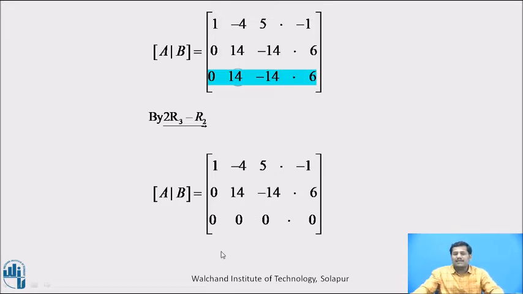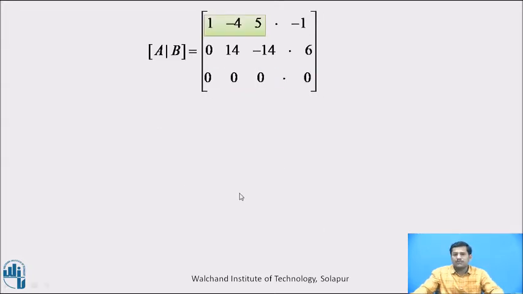Now once I get the echelon form, to test the consistency, we have to find out the rank of the augmented matrix and the rank of the coefficient matrix. First of all, we are calculating the rank of coefficient matrix A. This is the coefficient matrix with 3 rows, but out of those 3, only 2 are non-zero rows. So we can say that the rank of matrix A is 2, because the rank of a matrix in echelon form is nothing but the number of non-zero rows.